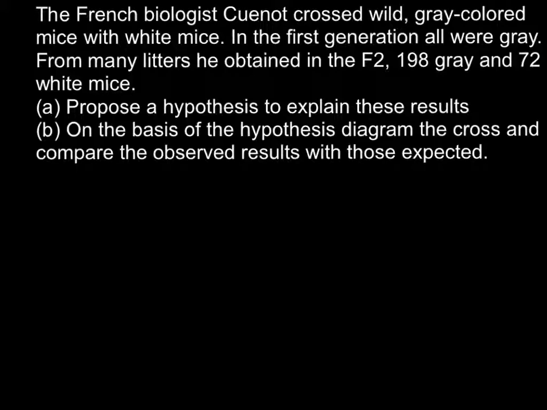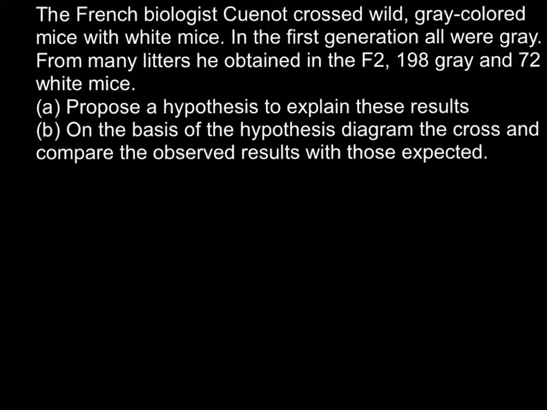The French biologist Cuénot crossed wild gray-colored mice with white mice. In the first generation, all were gray. From many litters he obtained in the F2 generation 198 gray and 72 white mice. And here are the two questions. Question A. Propose a hypothesis to explain these results. And question B. On the basis of the hypothesis, diagram the cross and compare the observed results with expected.